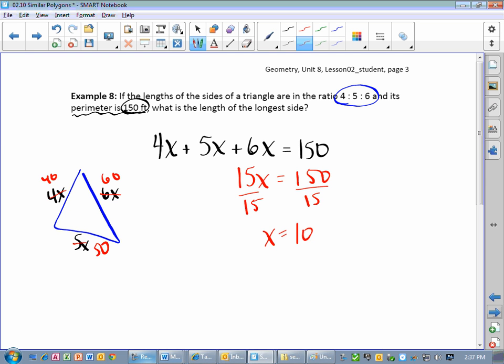So how long is the longest side? Okay. The longest side is 60 feet.